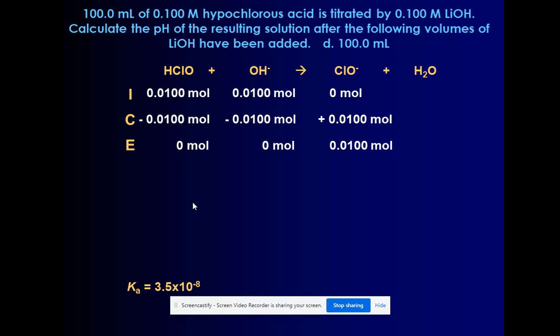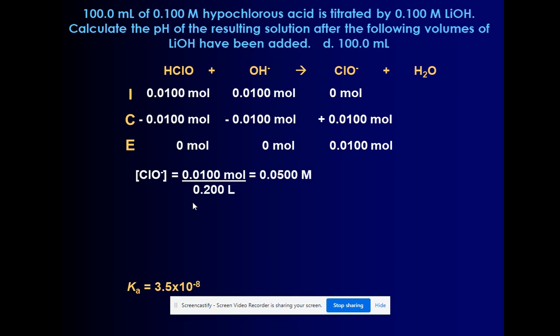So when we get done with the stoichiometric part of this problem, the only component we have that can influence the pH is the ClO minus. That would be a weak base. Well, to find the pH of a weak base, we have to go back to our Kb expression. We can't use Henderson-Hasselbalch anymore because we don't have any acid present. Henderson-Hasselbalch can only be used when you have the buffer, the weak acid and the conjugate base.